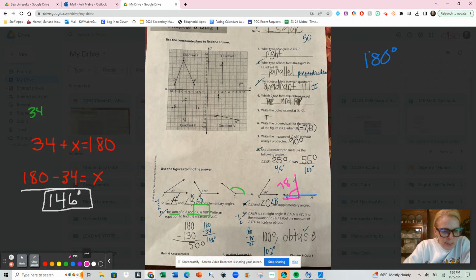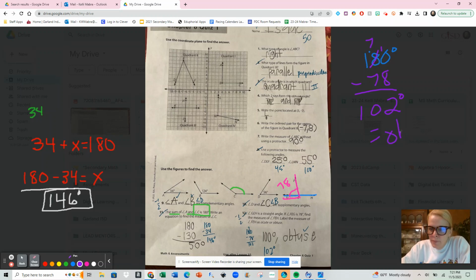And you already knew that it was going to be acute because you knew that 78 was going to be subtracted. So you were close, but I think you just rounded it. That's what I think you did there. Okay, so we have 102 degrees equals obtuse angle.